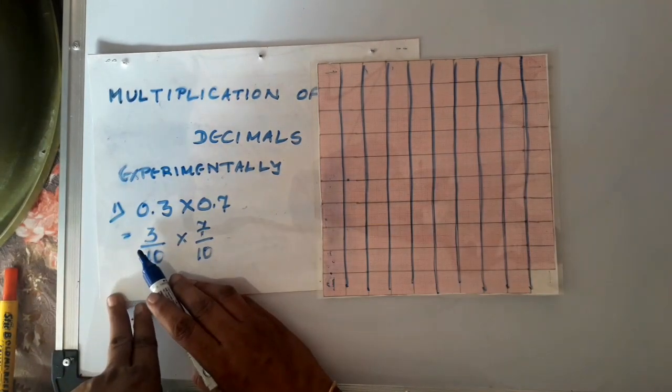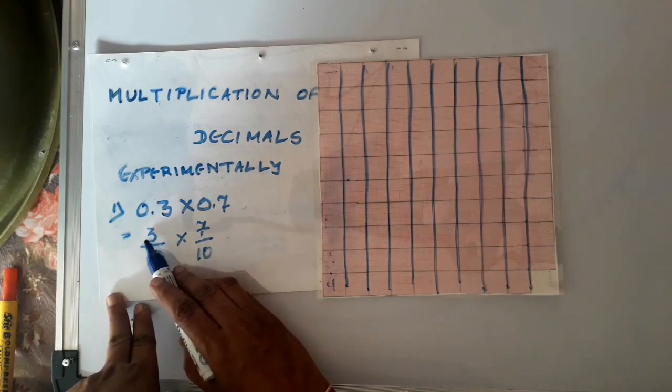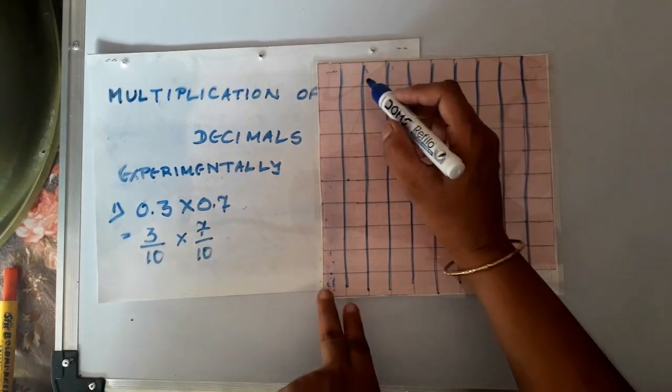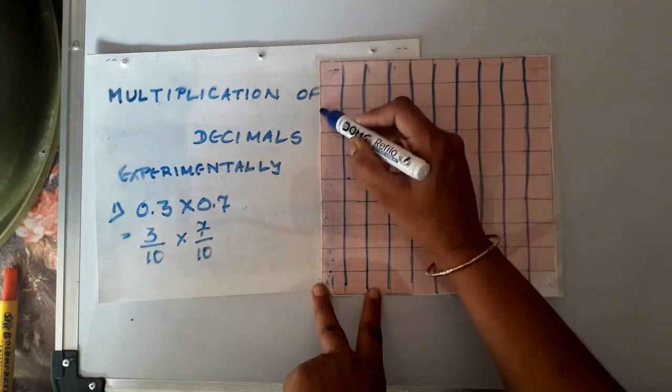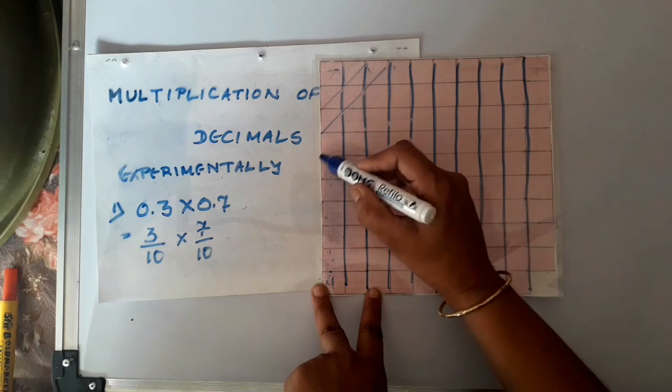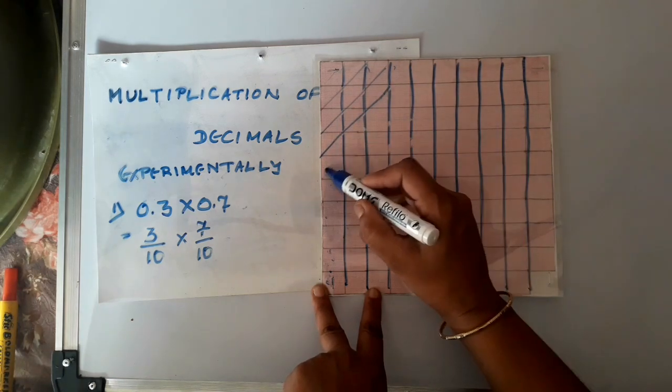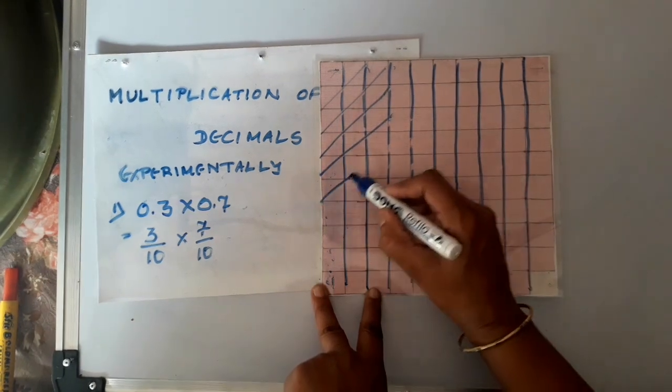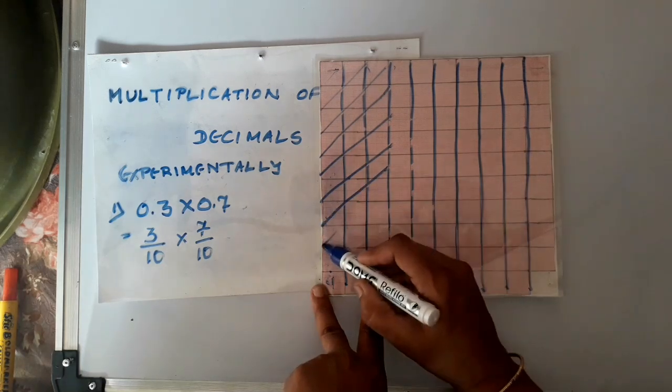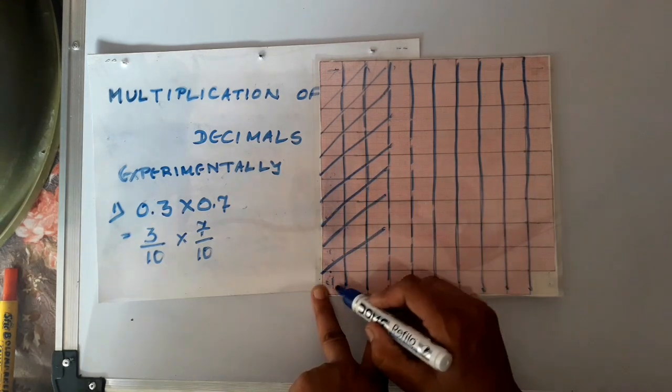So a thing is divided into 10 equal parts. Out of that, 3 parts are to be taken into consideration. So 3 parts I have to shade. Three parts I have shaded.